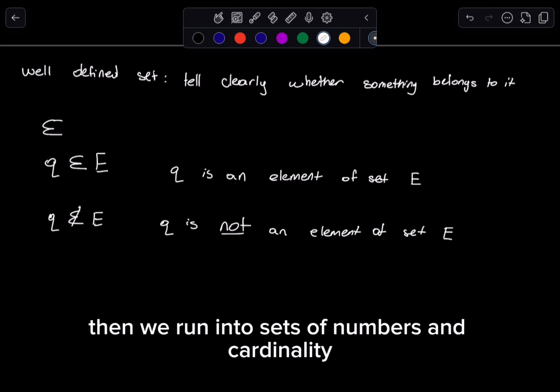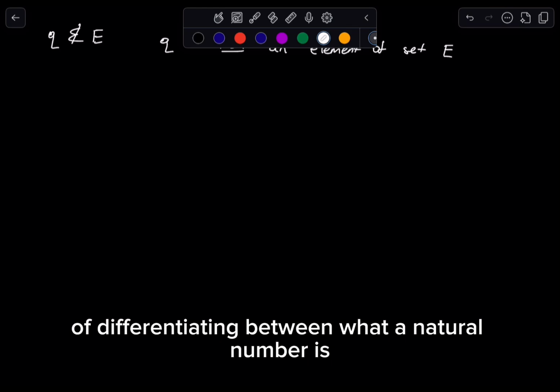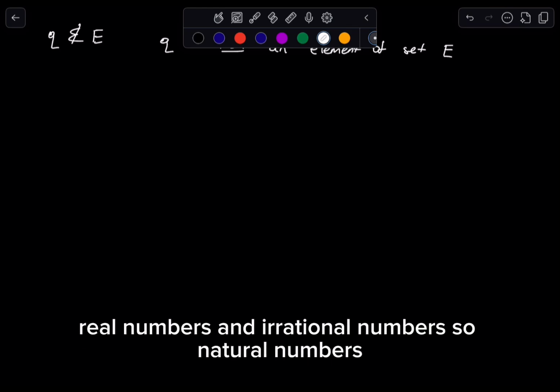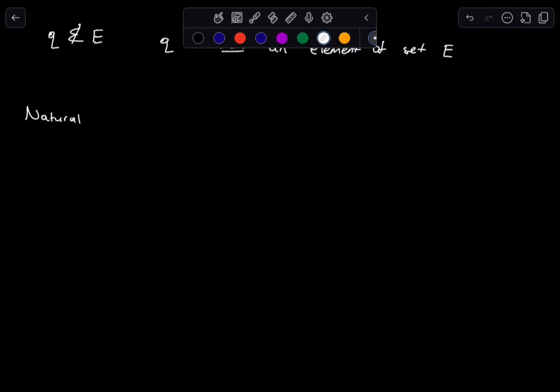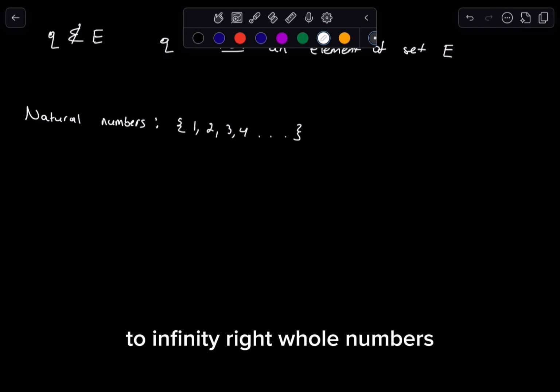Then we run into sets of numbers and cardinality. And this is important to learn when taking this class: differentiating between what a natural number is, whole number, integer, rational numbers, real numbers, and irrational numbers. So natural numbers, also known as counting numbers, are going to be from 1 to infinity, right?